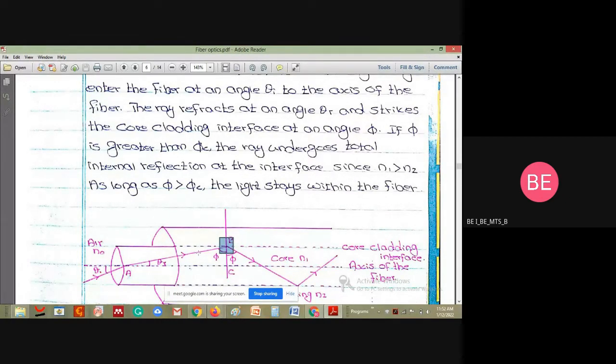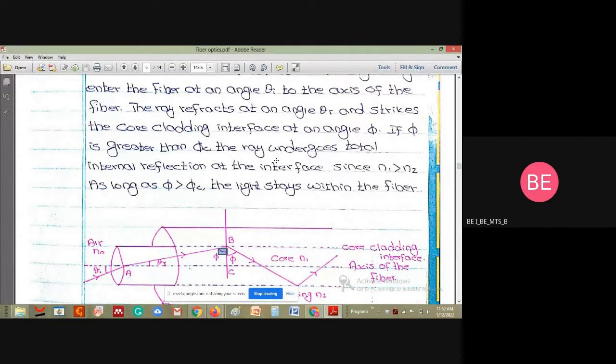So the first condition for total internal reflection, that is light should travel from denser medium to rarer medium, is satisfied. And if the value of this angle of incidence is greater than the critical angle, then the second condition for total internal reflection will also be satisfied, and as a result the light ray will be totally internally reflected back into the core itself, right? This process we call total internal reflection.